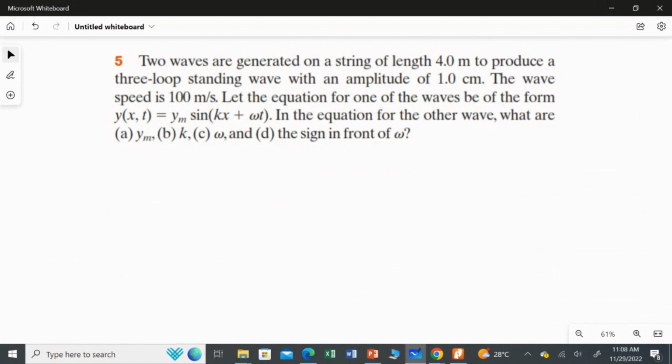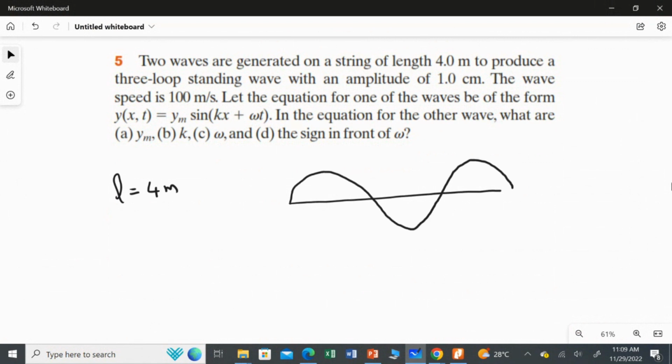Here you have only one string, and in that string there are two waves. The length of the string is mentioned as 4 meter. And this string has two waves which produce 3 loops, right? So loop number 1 here, loop number 2 here, and let's take loop number 3 here. Understand? Okay. So what is the total length? The total length they mention as L, which is equal to 4 meter.